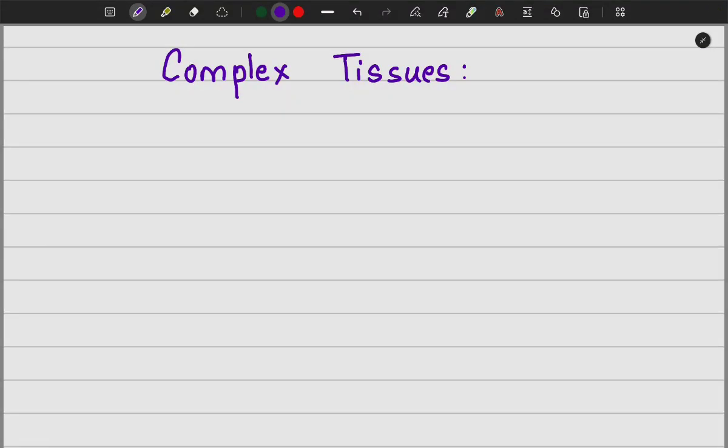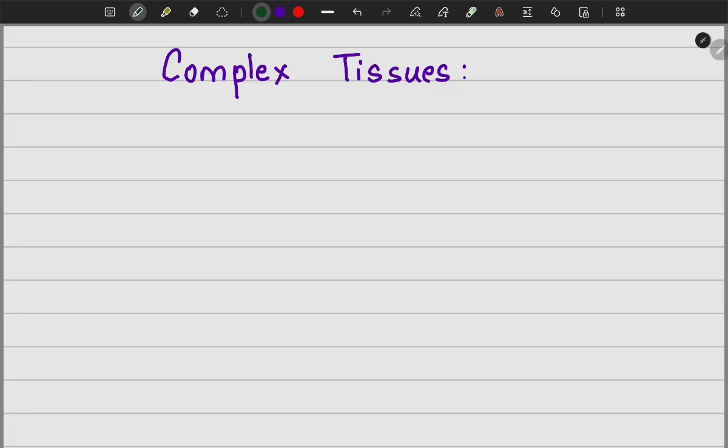In this session, we are going to start with a new topic, that is complex tissues. In the previous lectures, we studied the simple tissue and its types, and in complex tissue, we will study the xylem and phloem.